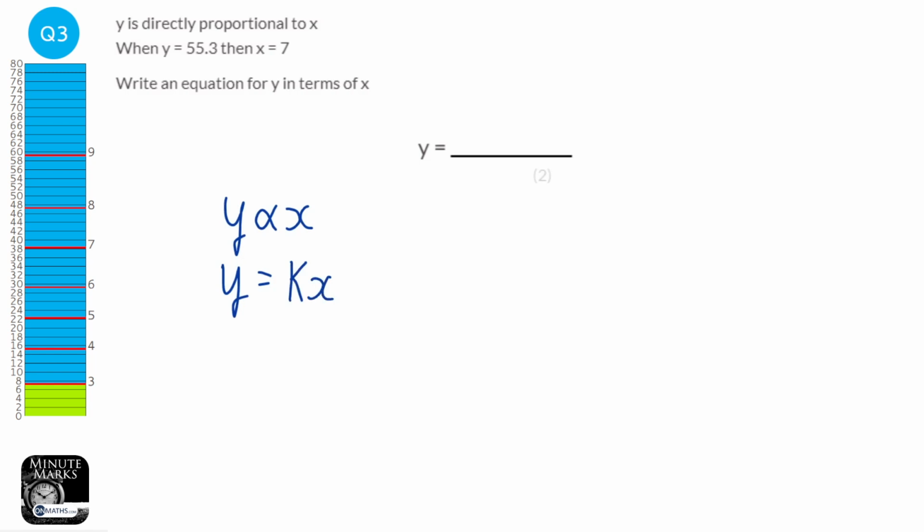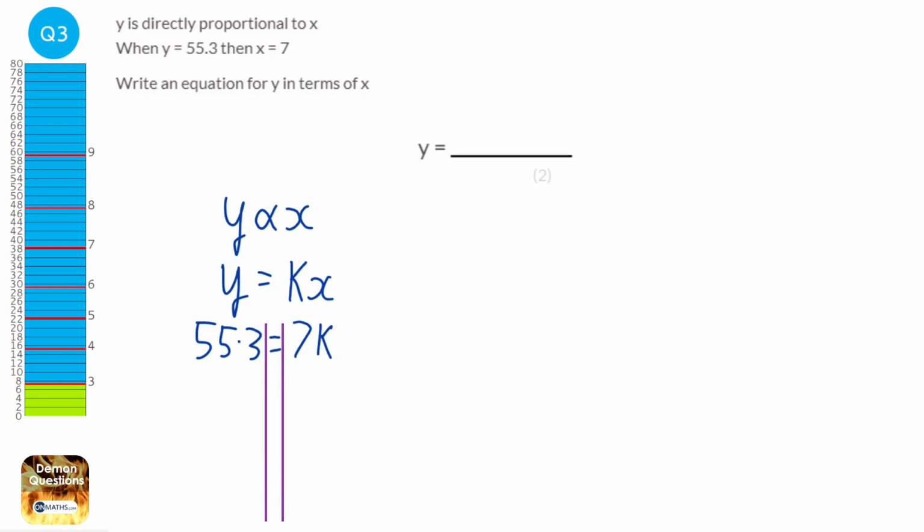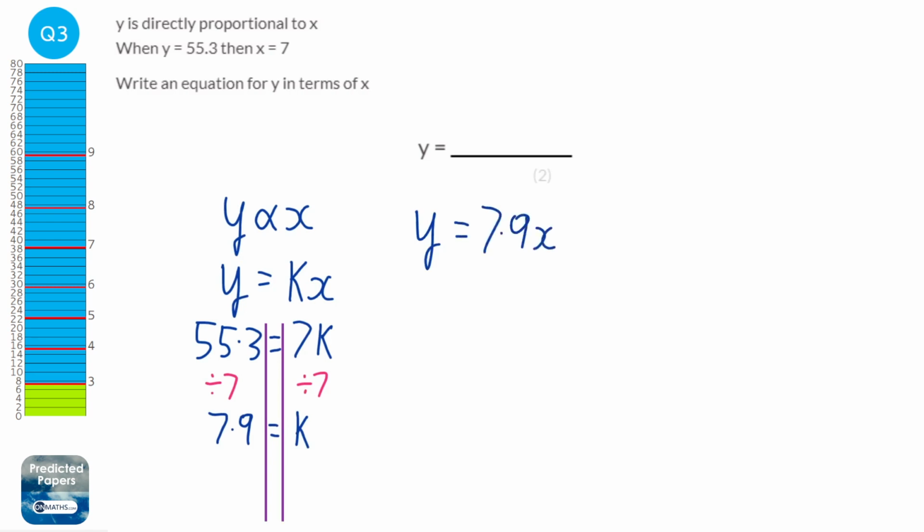Now, to find out what that something is, to find out what that constant is, what we're going to do is feed in the value of y and the value of x that we have. So y is 55.3 and x is 7. So it would be 7k. And we're just going to put our lines in and solve this. So it's going to be divide by 7 both sides, and 55.3 divided by 7 is 7.9, and that's what k is. So we're going to rewrite this formula, y equals 7.9x, and that is actually our answer.